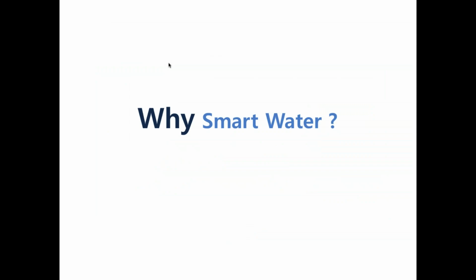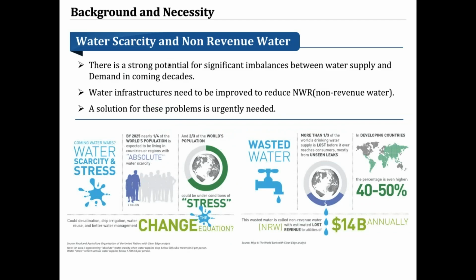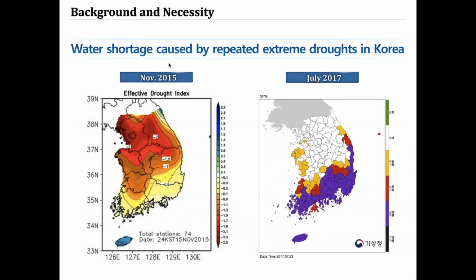So why do we need smart water? In the coming decade, there is a strong chance of water scarcity and water stress due to imbalances between water supply and demand. This led us to secure water in many ways.